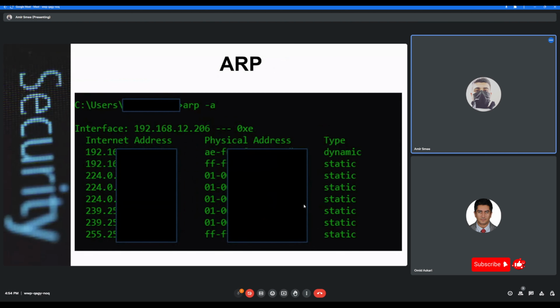ARP. This utility allows users to manipulate the address resolution protocol cache or ARP cache. You can add, delete, or display MAC address entries for a certain IP address using ARP command followed by certain flags.